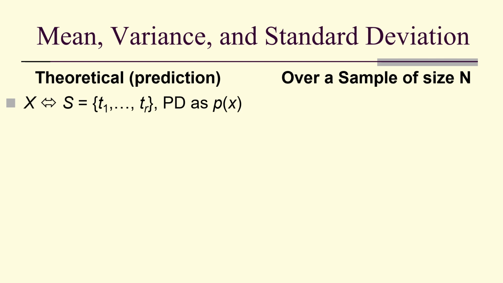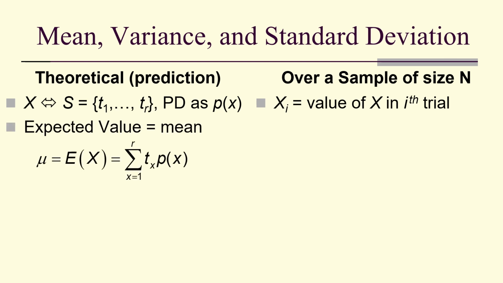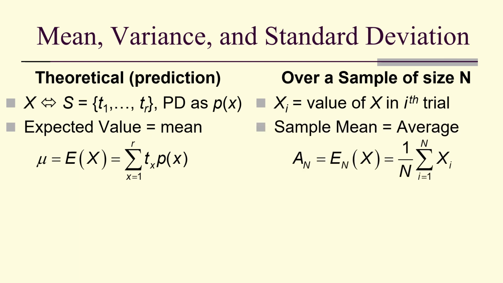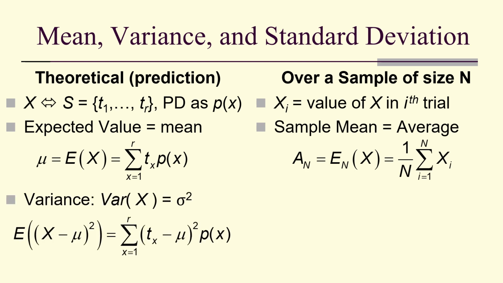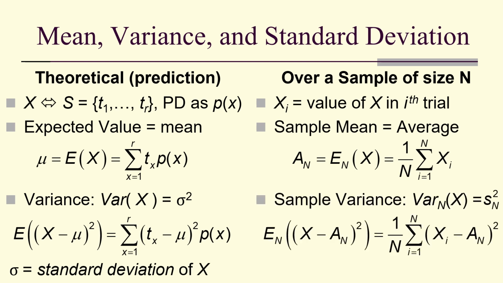So we have theoretical, a variable x associated with a set S, whereas in the empirical, we're looking at trials of x. The expected value, or the mean, is the theoretical expectation of x. The sample mean is the average over some number n of trials. The variance is denoted sigma squared, and it's the expected value of the quantity x minus mu, that quantity squared. Sigma is sometimes called the standard deviation of x.